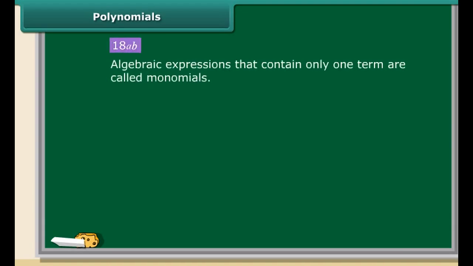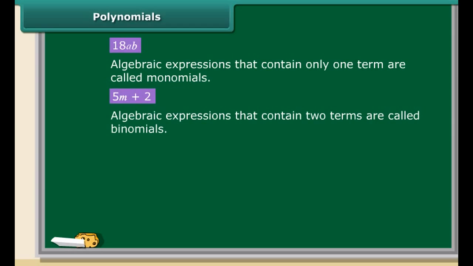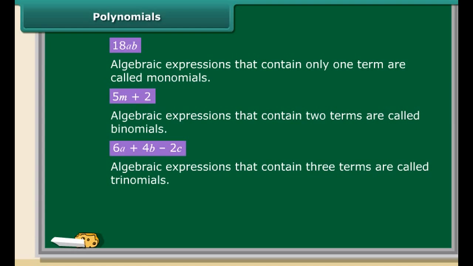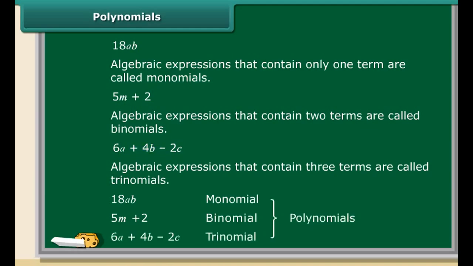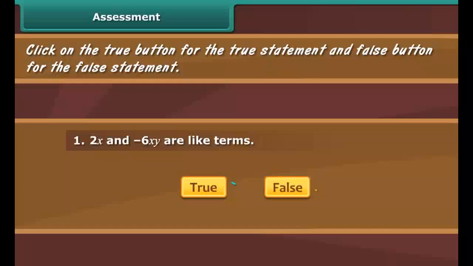Children, see this algebraic expression? It has only one term. This type of algebraic expression is called monomial. Now, is 5m plus 2 a monomial? No, it has two terms. This type of algebraic expression is called binomial. The expression 6a plus 4b minus 2c is not a binomial because it has three terms, right? So this type of algebraic expression is called trinomial. Remember, all algebraic expressions that have one or more than one terms are called polynomials. Therefore, monomials, binomials and trinomials are all polynomials.